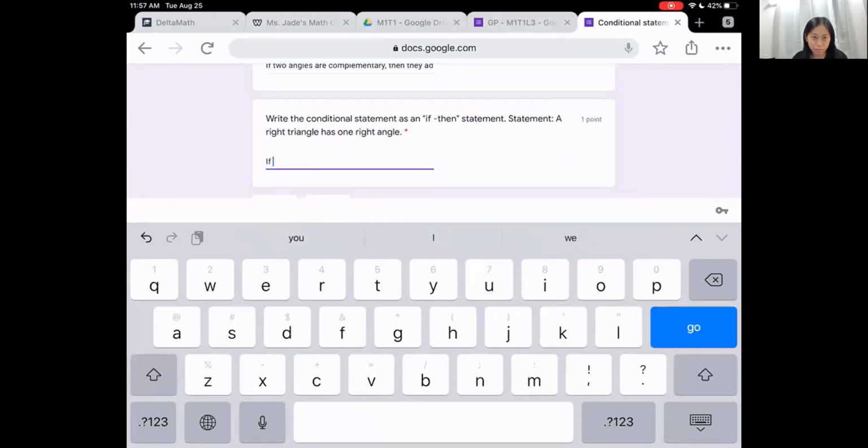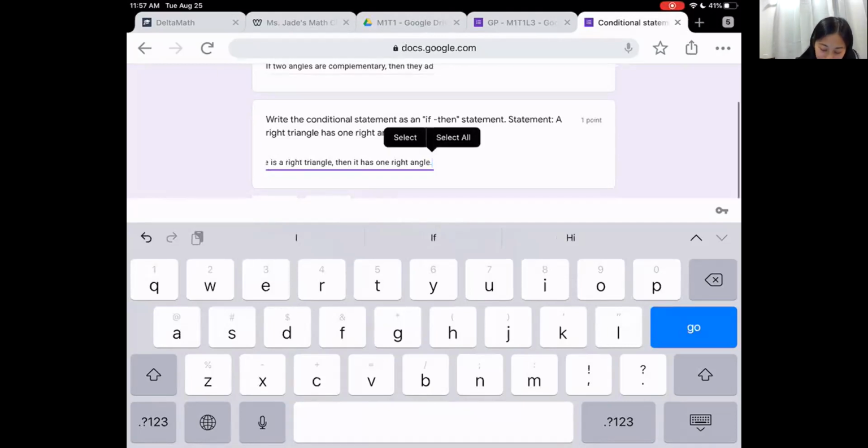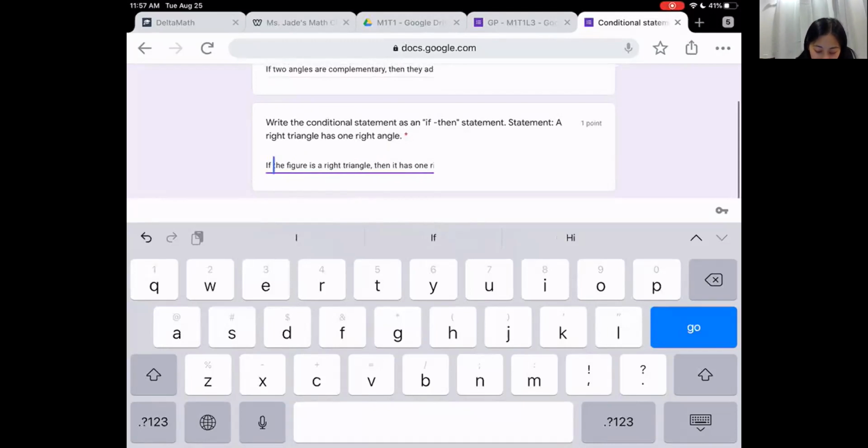So I'm going to just start with if. If. Okay, they wrote it very specifically. If the figure is a right triangle, then what? You guys can say it. Then it has one side. Not one side, it says one what? One right angle. There we go, yeah. Pretty close. I'm pretty sure you meant to say that anyways. It's okay. If the figure is a right triangle, then it has one right angle. And is there a period? Yes. Okay, so let's recap because I type fast, maybe. From the start, it says capital I for if. If the figure is a right triangle, comma, then it has one right angle, period.